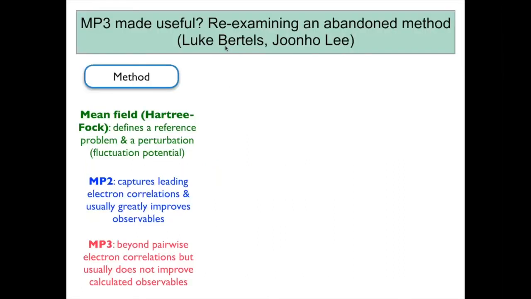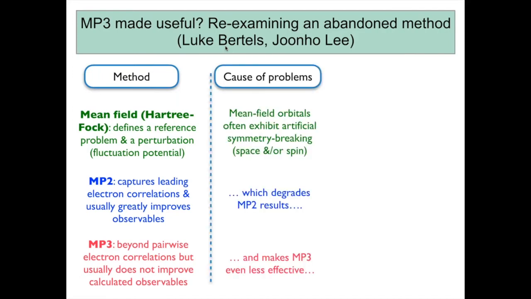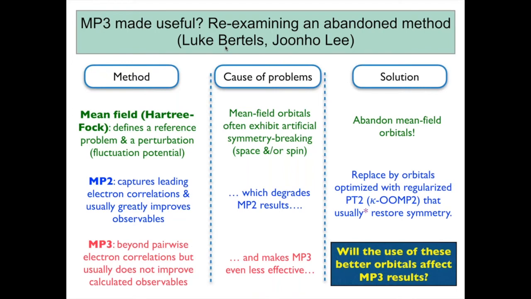MP3 is widely considered to be a dead method in quantum chemistry. In other words, usually MP3 does not greatly improve the results of MP2 itself. And in fact, when it comes to perturbation theory, I myself have been known to say you should stop at second order or quit, but perhaps we should go back and revisit, because really the cause of problems in MP2 is symmetry breaking in the orbitals, and MP3 just exaggerates that symmetry breaking. So if we now have better orbitals that, for instance, restore symmetries in systems that don't have strong correlations, then maybe these better orbitals will allow MP3 to work better.